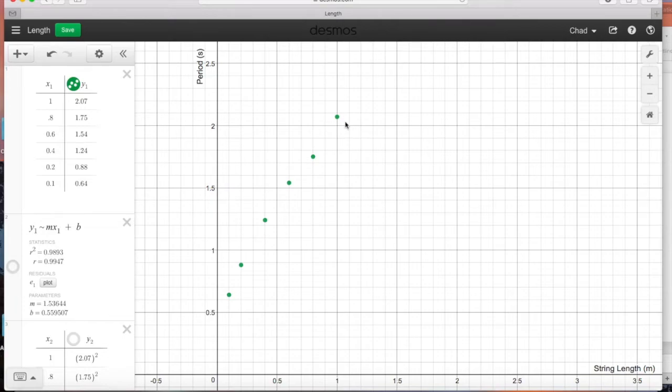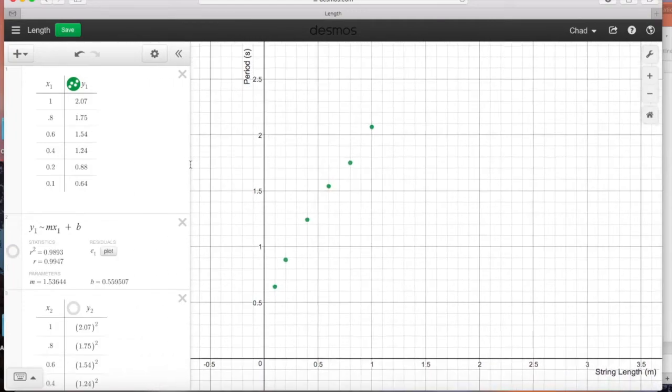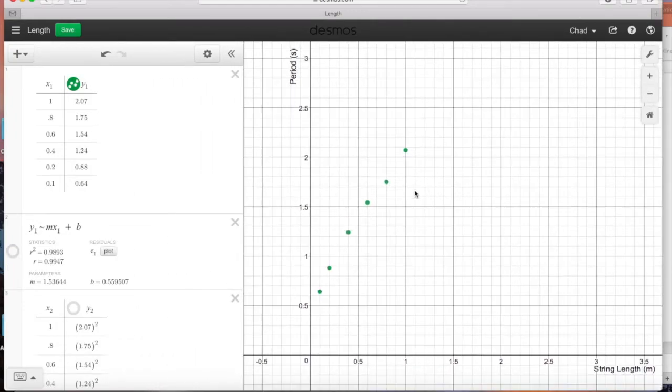So I'm going to try some fits here, and you guys can follow along with me. Let's look over here on the left. This is where I inputted my data, the x values, that was length of the string, the y values, that was period in seconds. I'm going to see if this data fits a linear relationship, if there's a linear fit to this data. So what I've done here is I've said, okay, computer, see if these y values are proportional to the x values times a constant, and then plus a number, plus a y-intercept.